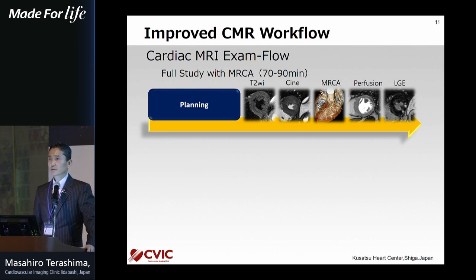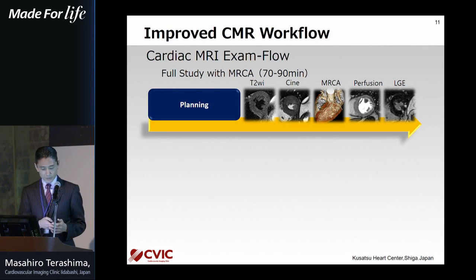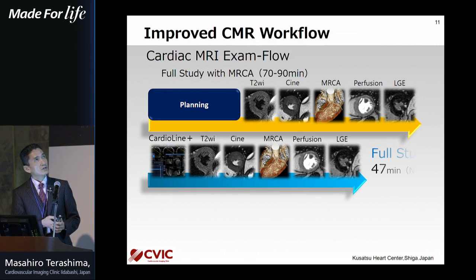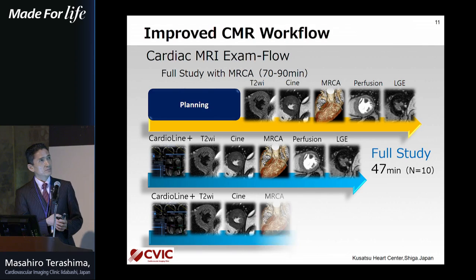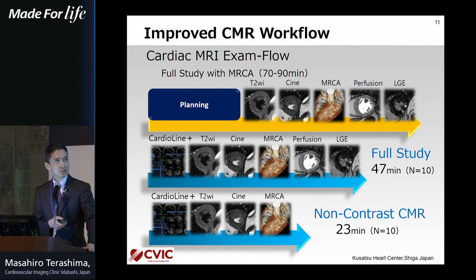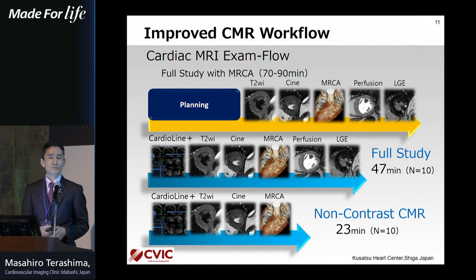So how impactful is this CardioLine system? Here is one example from a Japanese institution. Using this system, the full study is made very short. The non-contrast study takes 23 minutes, and the full study is 47 minutes. That is a very effective system to make the cardiac MRI study shorter, which is very important for cardiac MRI.